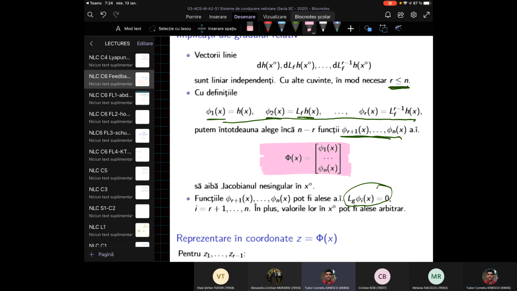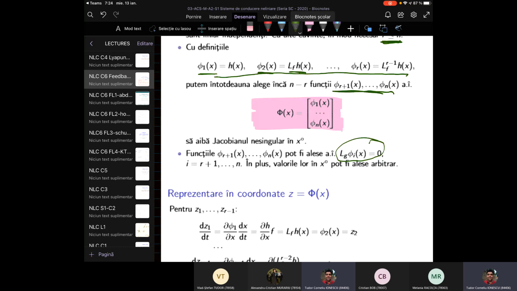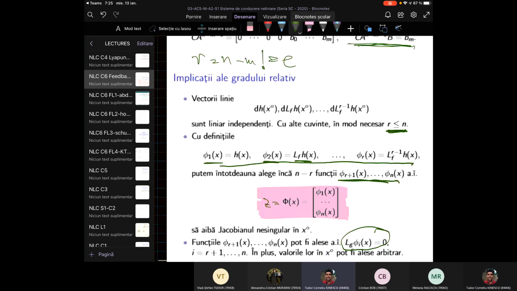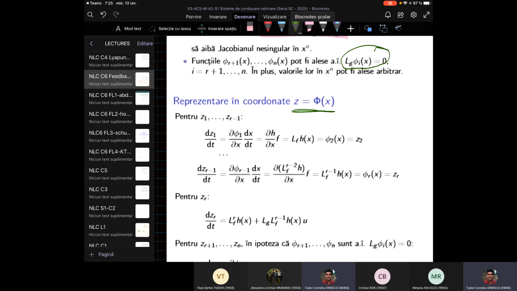This is how to build a coordinate transformation that brings the system into a very nice form. So z equals phi of x. Now if you substitute, you get dz1/dt. z1 equals phi 1, so d phi 1/dx times dx/dt. But what is d phi 1? Phi 1 is h of x, so d phi 1 is dh/dx times f. This is the Lie derivative with respect to f of h of x. But this is phi 2 of x, so this is z2. Agreed?